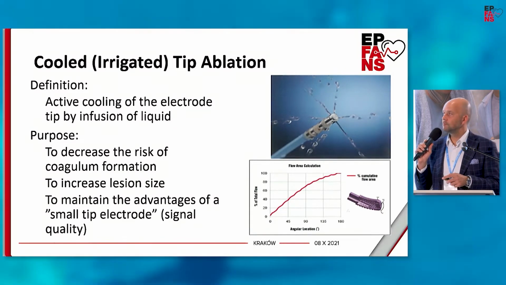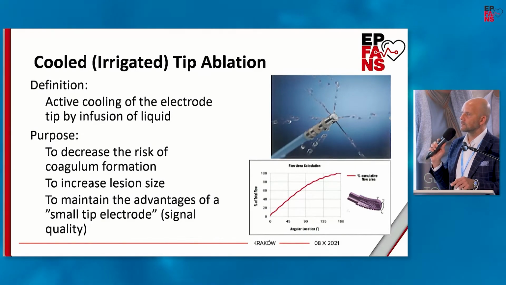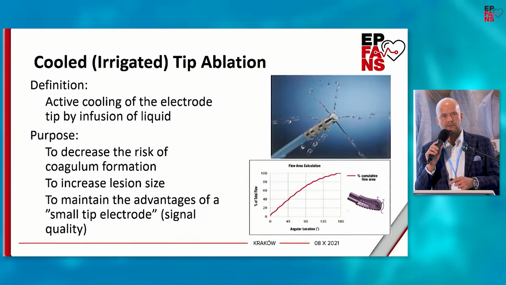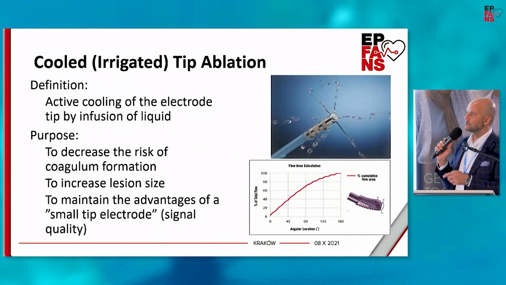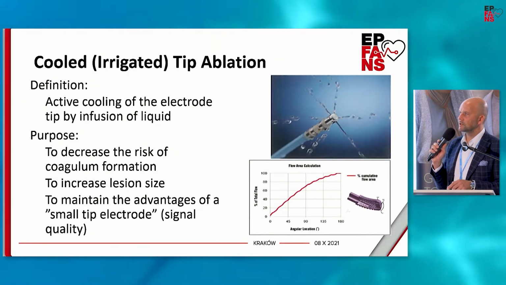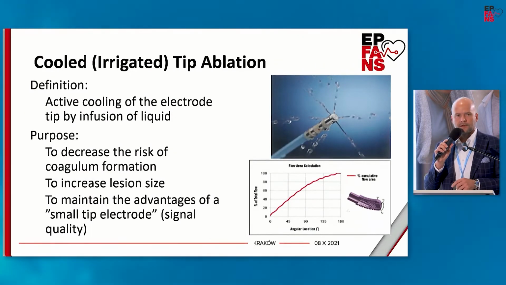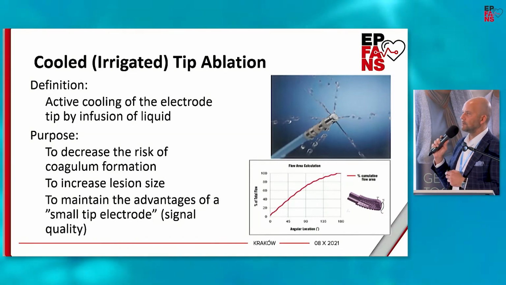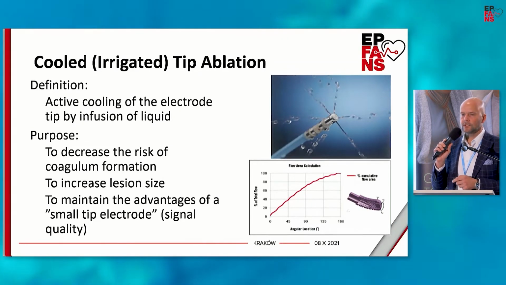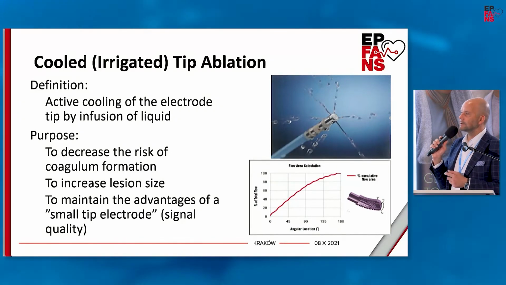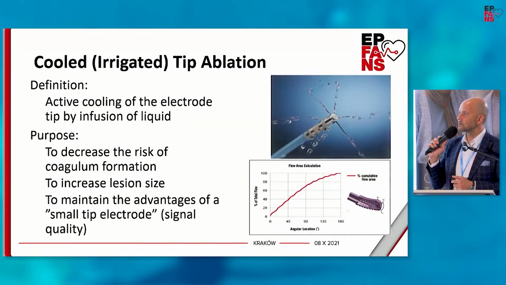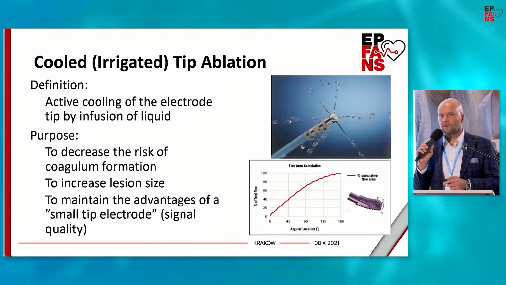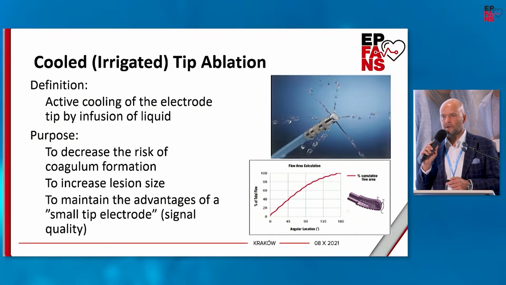Cool or irrigated tip catheters. What for? The answer is to avoid overheating of the tip of the catheter and thus maintain the possibility of higher power delivery without risk of thrombus formation. This is a combination of the possibilities of large tip catheters and the ability to deliver high power, and the combination with small tip catheter mapping resolution and flexibility.